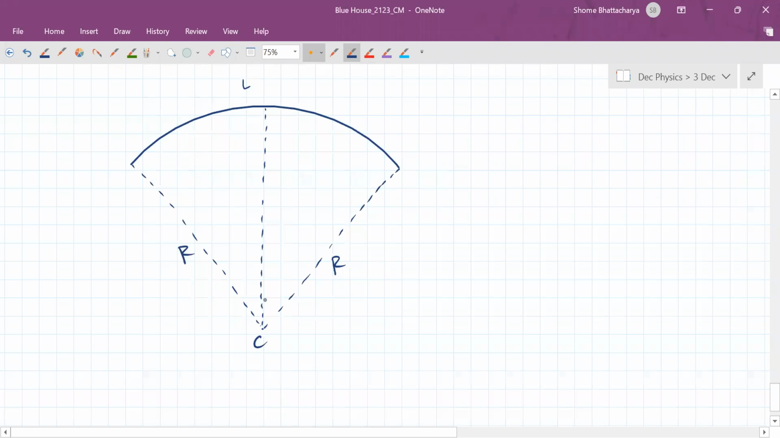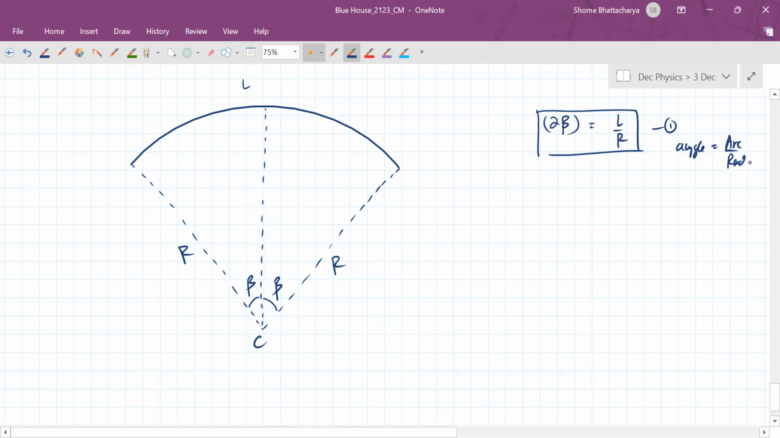If we take this angle on this side, for example, as beta, because it's symmetrical, this 2 beta is the total angle, so it will be L by R. So this is the first relation we have to understand, that angle is equal to arc length upon radius. So we have to make use of this.